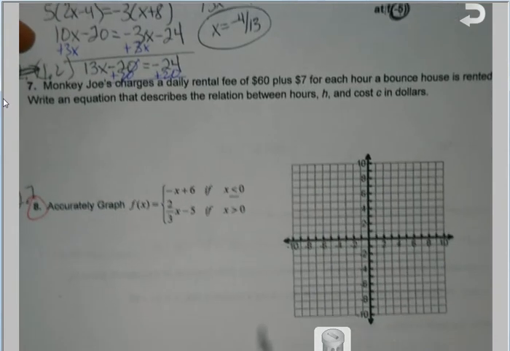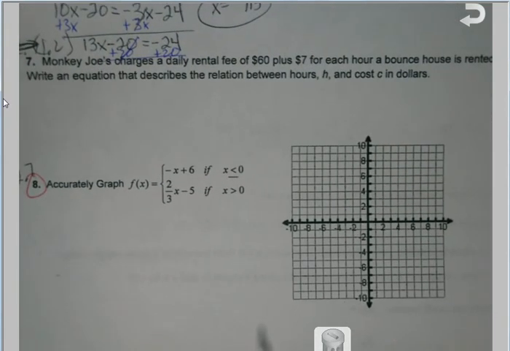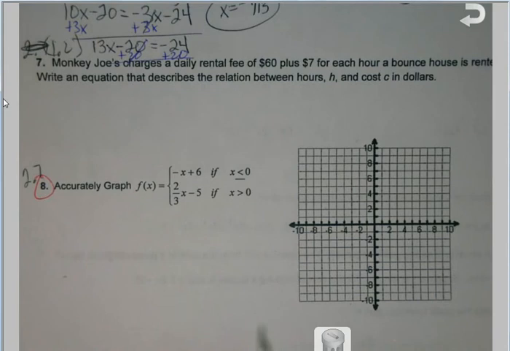Now this one, I remember this. Arch nemesis of this group. Piecewise functions. And it shows up a couple of times. Here's our key, people.